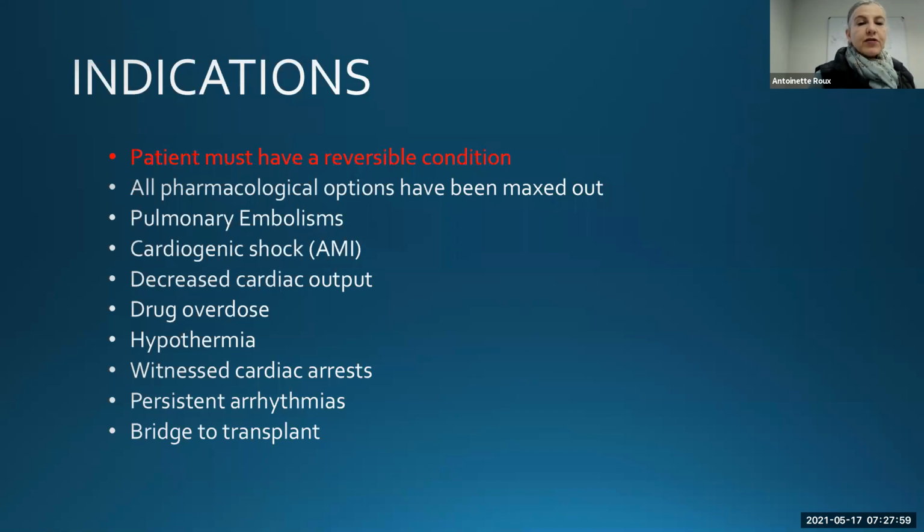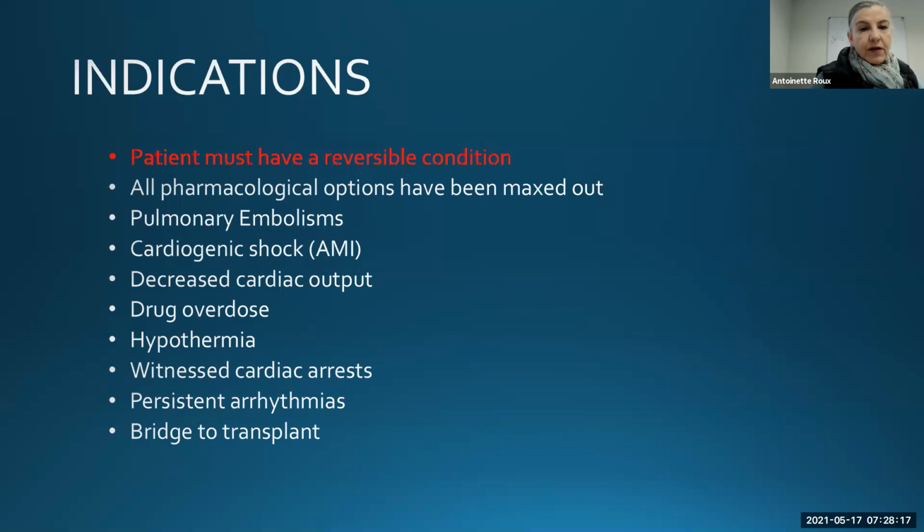As soon as the temperature drops in VV ECMO and you're not treating it, your patient's heart is going to stop and you're going to resuscitate him and you're not going to get him back. So it's important to check your patient's temperature and keep it between 36 and 37. That's very important, especially in VV ECMO.